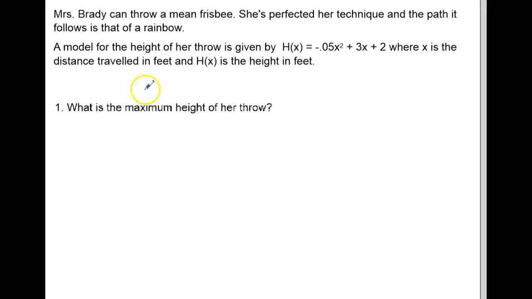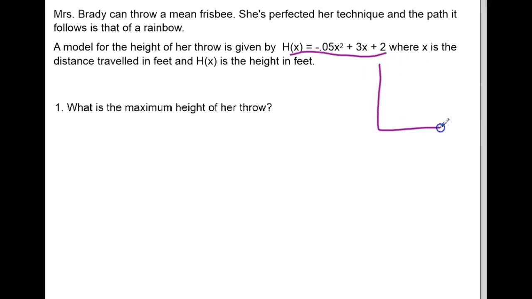I even went so far as to have somebody get me a model. And this equation right here models the height of my frisbee. It actually models the height of my frisbee and the distance traveled. So this is a little different. This is different from our other problem. I'm going to sketch a picture.